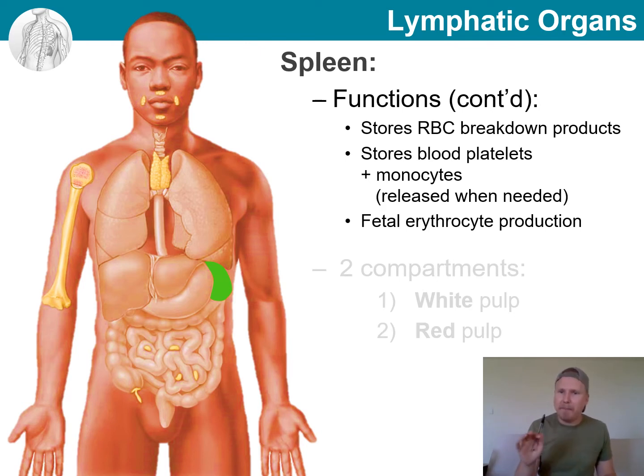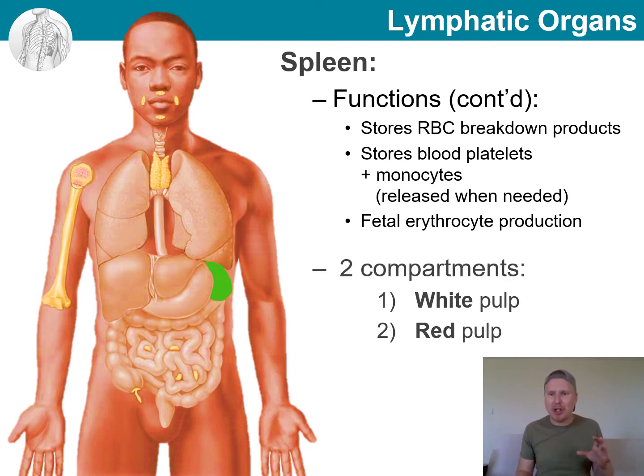And here we see some further functions. You will see that the spleen stores breakdown products of red blood cells for later use. A good example of this would be iron. In addition, the spleen stores blood platelets and monocytes for release into the blood whenever they may be needed. And the final one that I wanted to mention is the role of the spleen in production of red blood cells in the fetus. So, now that we have gone through a general description of the spleen's location and appearance as well as some of its functions, let's dive a little deeper.